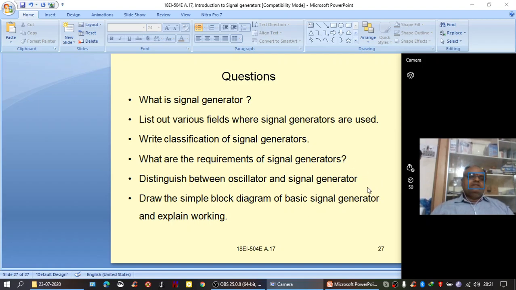Distinguish between oscillator and signal generator. Oscillator is the one which produces a sinusoidal signal, and signal generator is the one which produces other forms of signals also, other than sinusoidal signals. Draw the simple block diagram of a basic signal generator, that is oscillator followed by an attenuator, and explain its working. So all this we have seen in the topic.